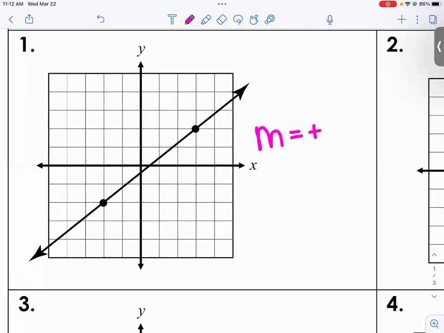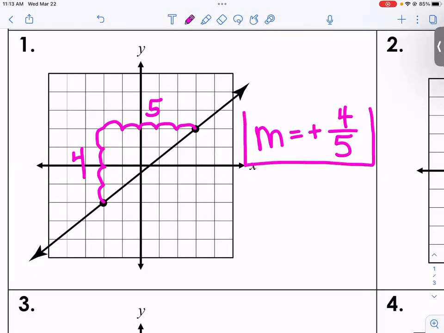Okay, so now we're going to count from point to point. Rise over run. I'm going to have to rise 1, 2, 3, 4, and I would have to run 1, 2, 3, 4, 5. Rise over run, my slope is a positive 4 over 5. Is that a simplified fraction? Yep. Done.